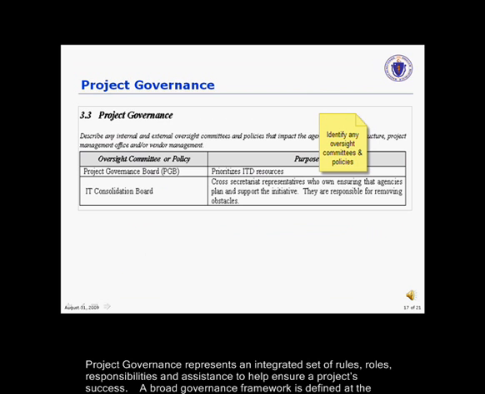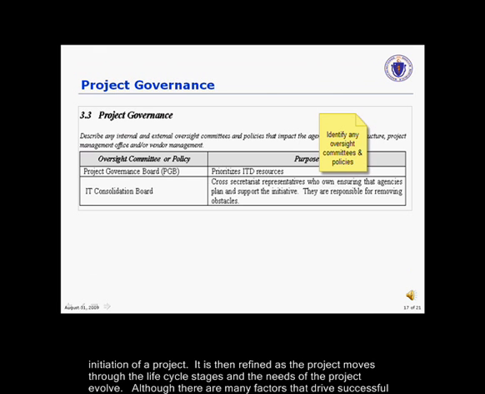Project governance. Project governance represents an integrated set of rules, roles, responsibilities, and assistance to help ensure project success. A governance framework is defined at the initiation of a project. It is then refined as the project moves through the life cycle stages and the needs of the project evolve.